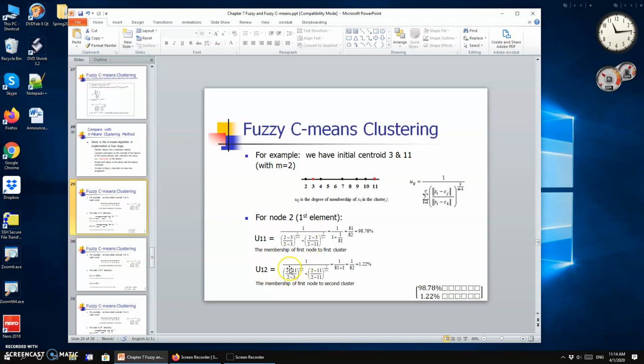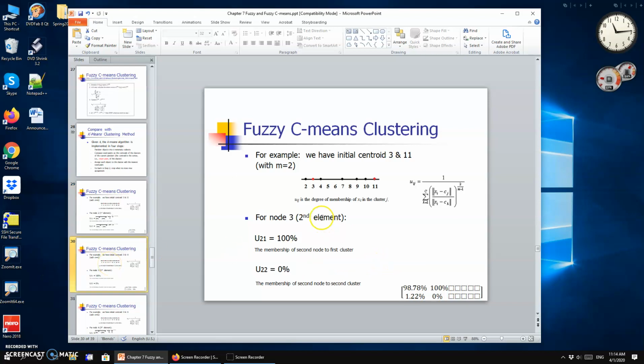So you can see that the numerator will become 2 minus 11, and then divided by the first cluster, which is 2 minus 3 coming from the first cluster, plus the second part, 2 minus 11, which stays the same over here, and then xi, which is x1, minus c2, which gives you 2 minus 11. Both of them have the power of 2. You will see that the percentage-wise it becomes 1.22%. You can see that is how we will be able to calculate the percentage belongings, and then you can fill in U11 and U12 over here.